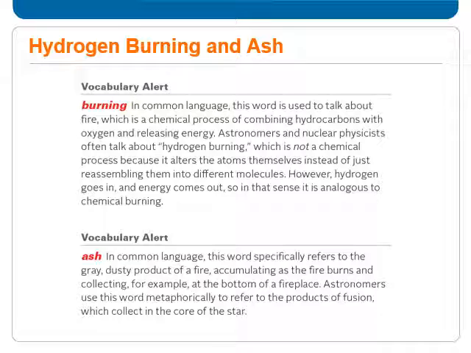Just a reminder to pay attention to the vocabulary alerts in the textbook. In Chapter 11, it was pointed out that astronomers sometimes refer to proton-proton fusion as hydrogen burning, even though no chemical changes are taking place and no oxygen is consumed. Keeping with that metaphor, the helium that results is sometimes referred to as helium ash.